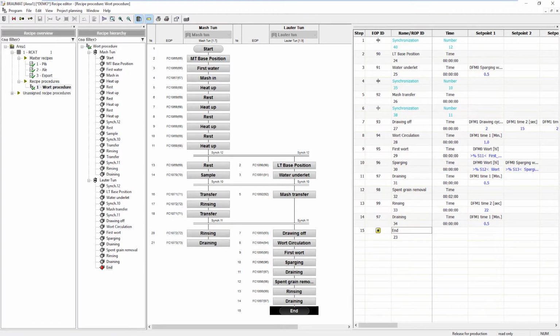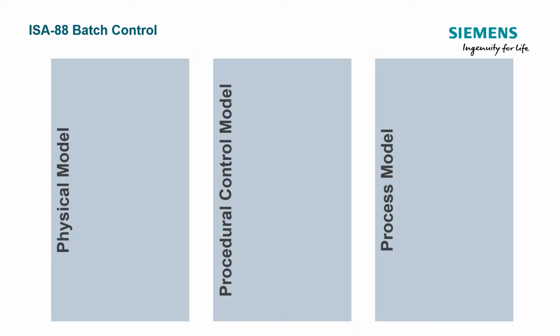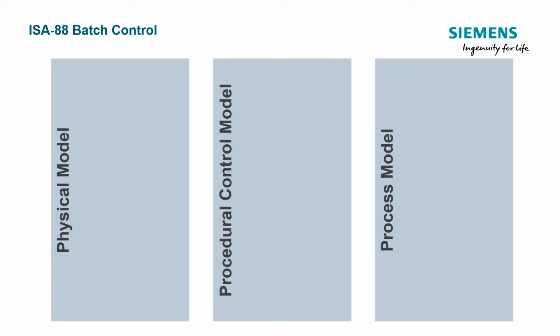This software modeling is supported by the ISA 88 standard, which is the standard for batch-oriented operation, the so-called batch control. Among other things, the standard contains a physical model, a process model, and a model for sequence control. Let's have a look at the physical model.